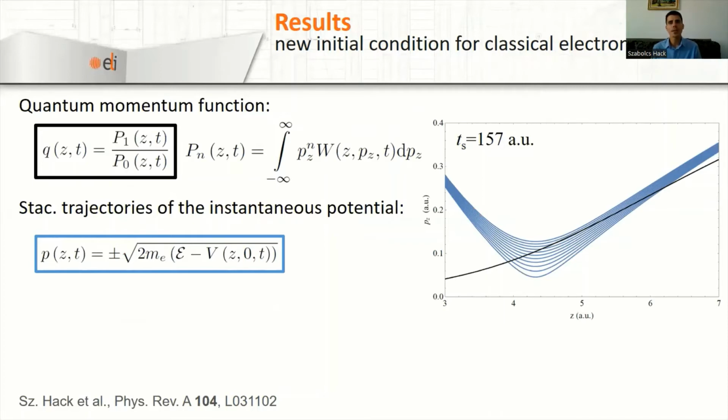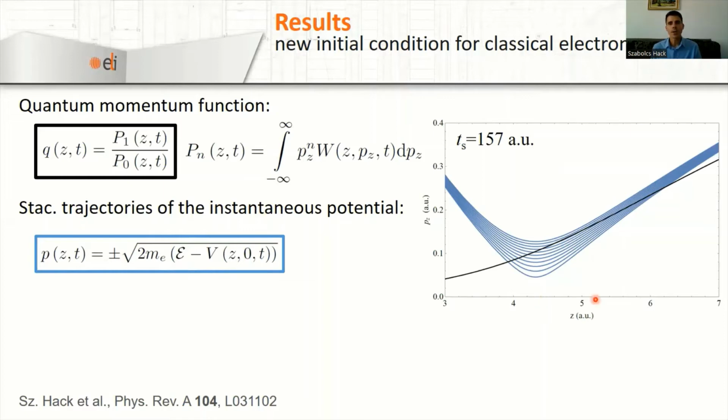On one hand, it is intuitive to use a single point of the quantum momentum function as the initial momentum of the classical propagation, since it is, in a sense, the position-dependent average momentum of the quantum particle, and it can be derived from the Wigner function of the quantum state. On the other hand, the blue curves are the stationary phase-space trajectories of the instantaneous potential corresponding to different energy values. In fact, there are uncountably many trajectories because the energy is a continuous parameter.